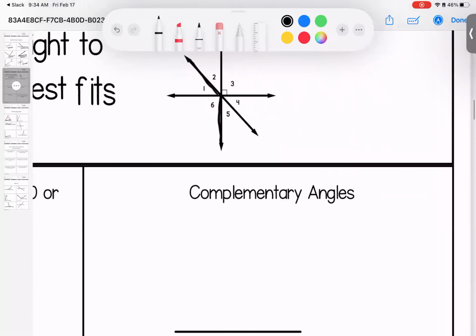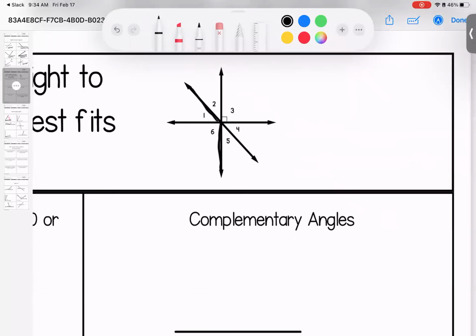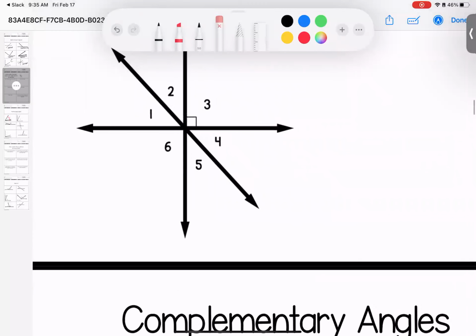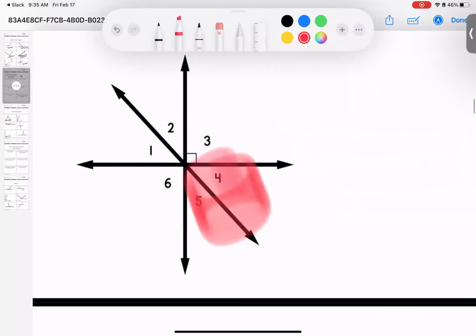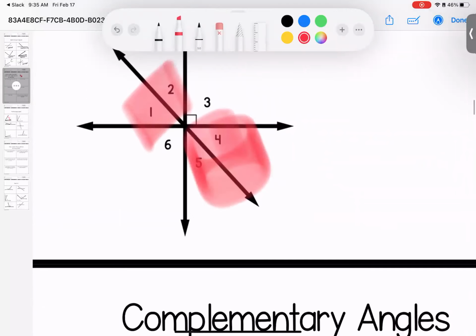Complementary angles, again, we have a bunch of them. Complementary just means that they're going to add up to 90. So if we're looking here, we could say that 4 and 5 would be considered complementary. We can also say that 1 and 2 would be complementary.